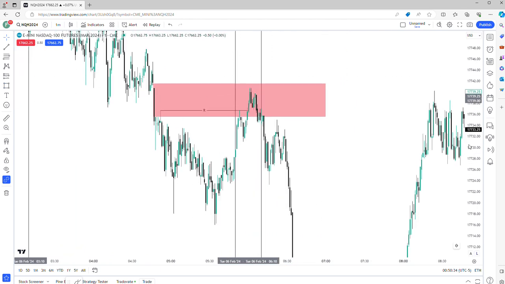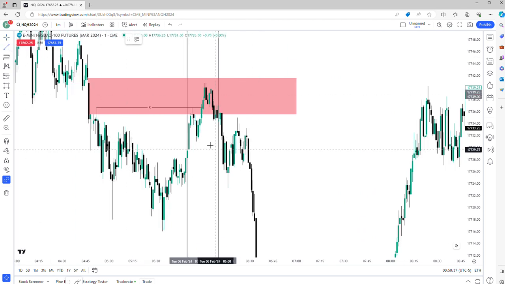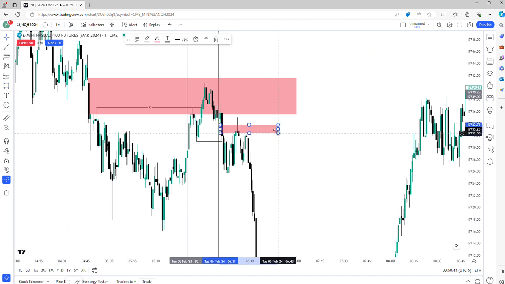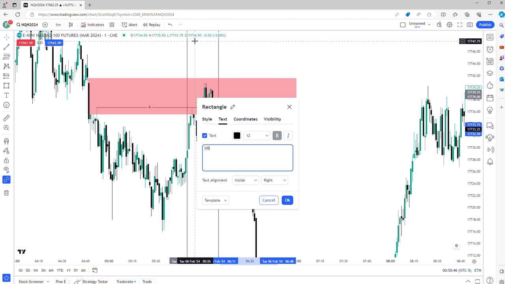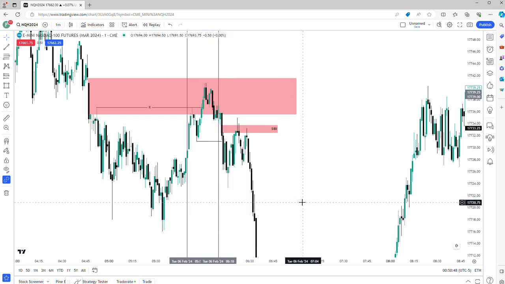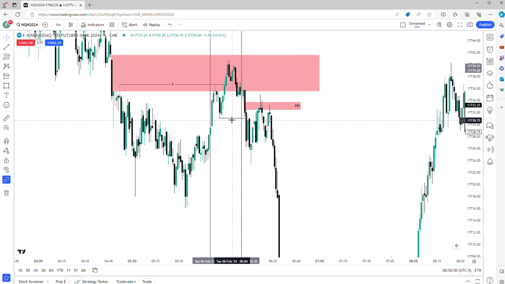And look what happens here. This is like a 2022 model. We have a market structure shift, and then we have a return to this fair value gap, which you can see. I'm going to mark that out as a SIBI. SIBI means bearish fair value gap. And what happens? We sell off, right?